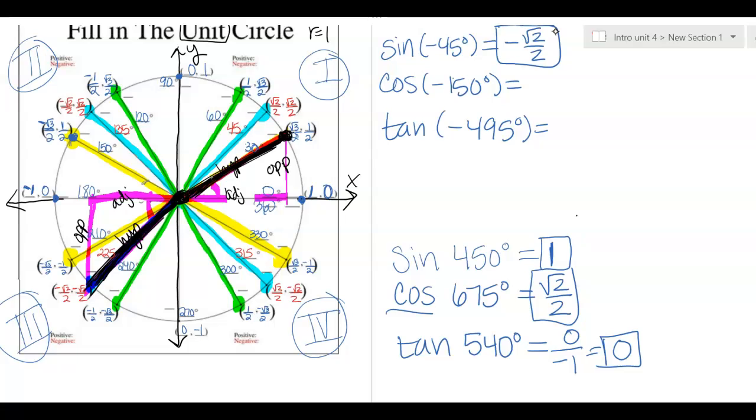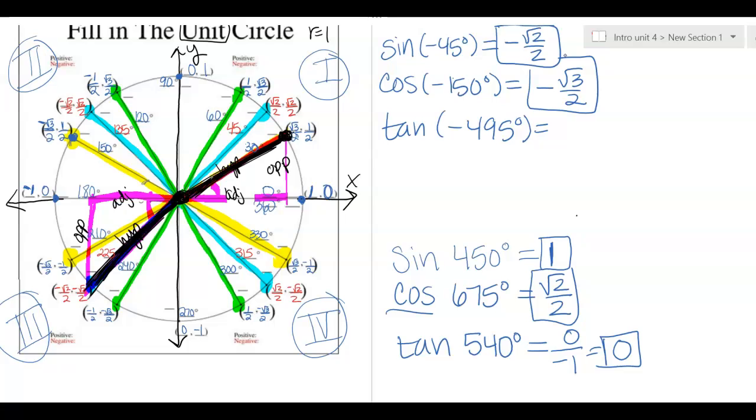Okay, so no matter which way you get there, whether you look at the positive and then understand that as a negative, or you count, negative 150 is the same position as 210, and we're calculating the cosine, which is the x-coordinate, and at that spot the x-coordinate is negative rad 3 over 2. All right, so then we have the tangent of negative 495. So this has both things. It's negative, so it's going the other direction, and it's 495, which means it's more than 360.